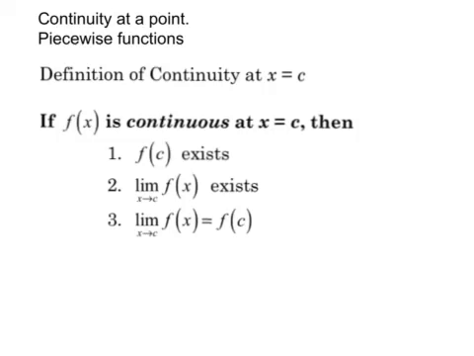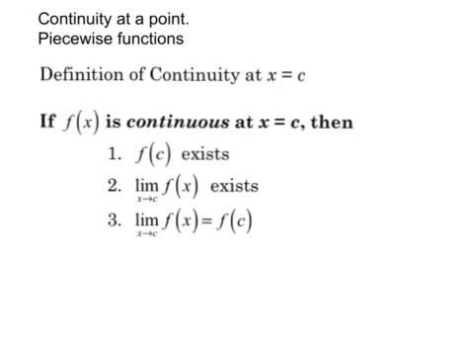Okay, here we go. Continuity at a point. With piecewise functions, the definition of continuity at x equals c is about a point. But if functions are continuous, then they have to be continuous at every point, so that c could be anything it wants to be.